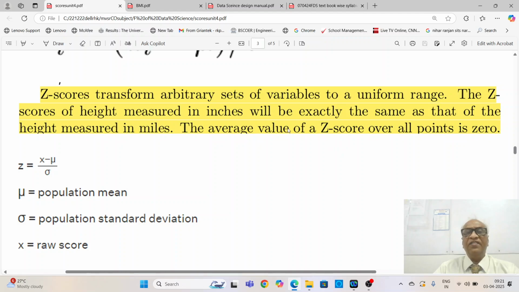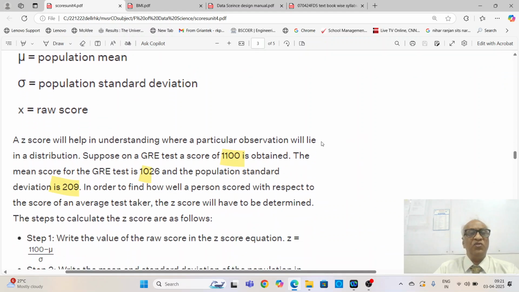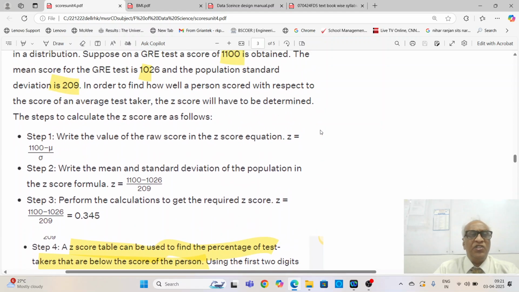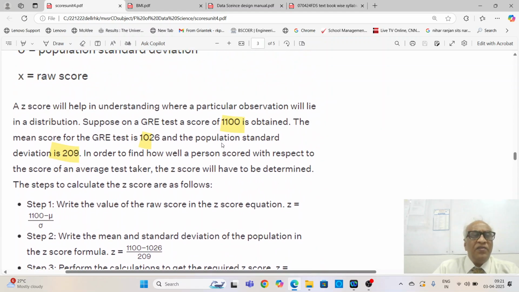So if I take the average value of z-score for all the points, it comes to 0. Let us take one example to understand the importance of z-score. Say, for example, the GRE test score is 1100 obtained by some student, and the mean score for that GRE is 1026, and the standard deviation is 209.